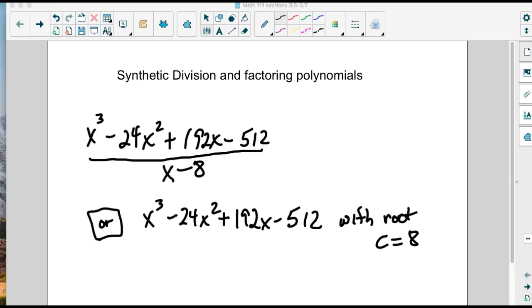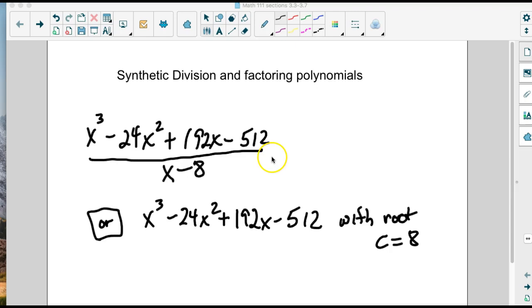Hello, and in this video we're going to end this section with using another division process, not long division, but something we call synthetic division to factor a polynomial. We're going to look at two examples. In this first example, this is the division that you would see here. X cubed minus 24x squared plus 192x minus 512 divided by the binomial x minus 8.